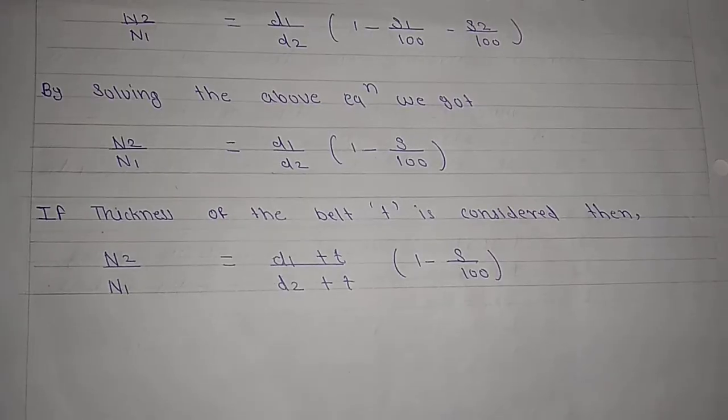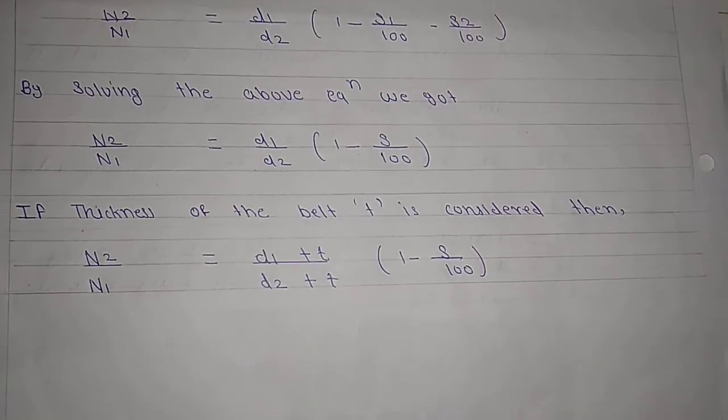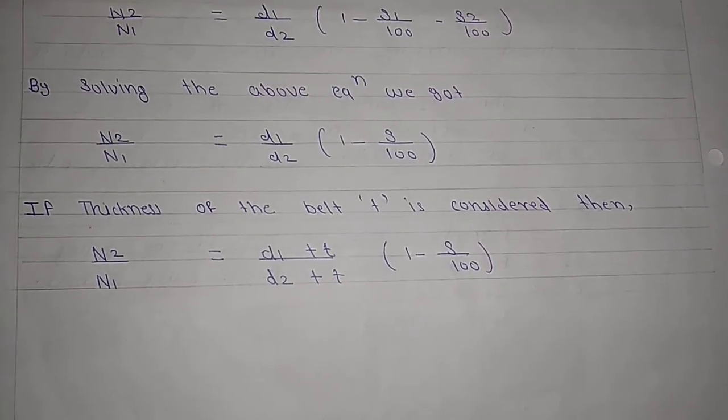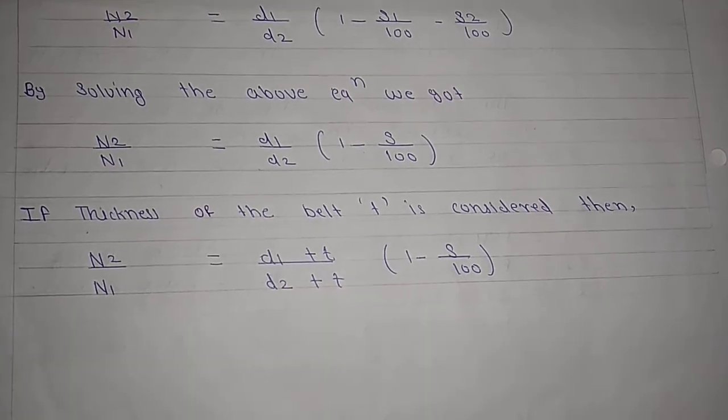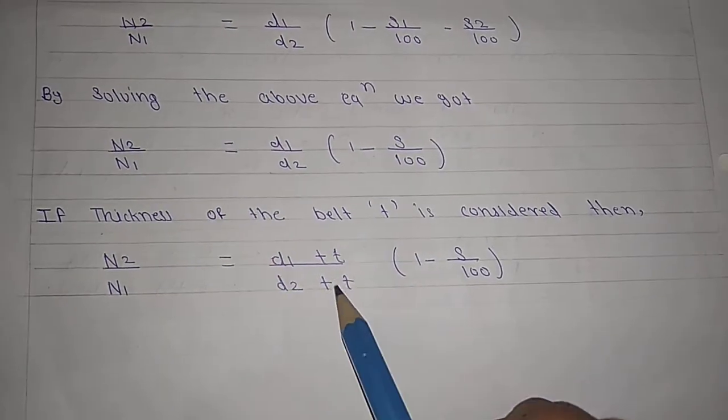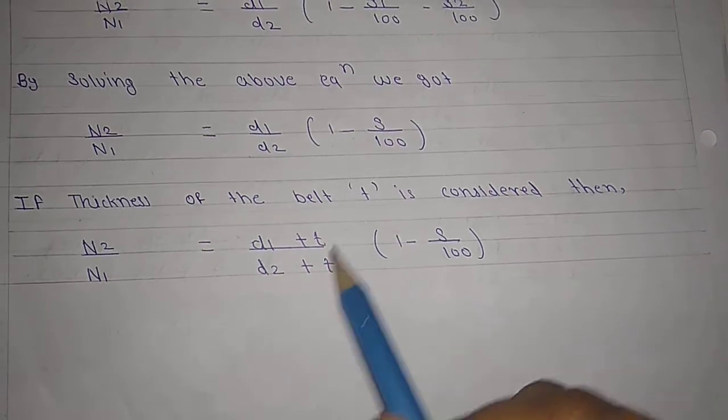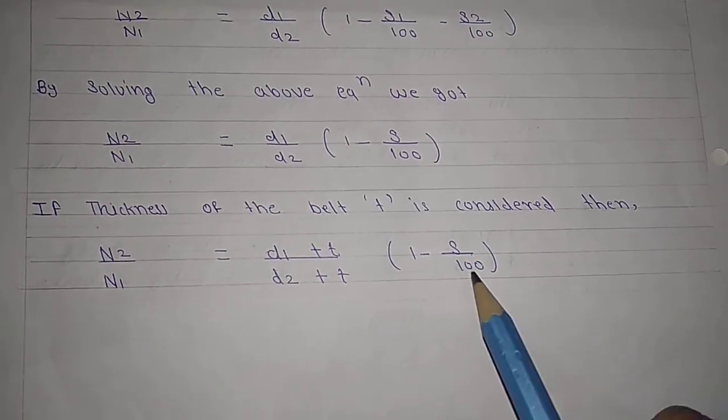If the thickness of the belt t is considered, then N2 / N1 = (D1 + t) / (D2 + t) × (1 − S/100).